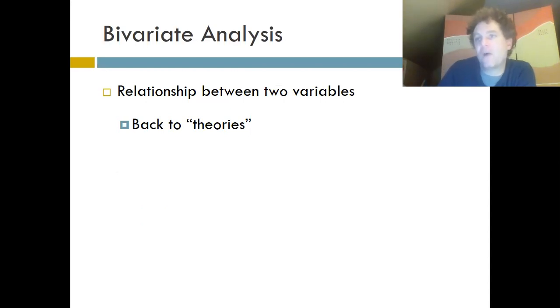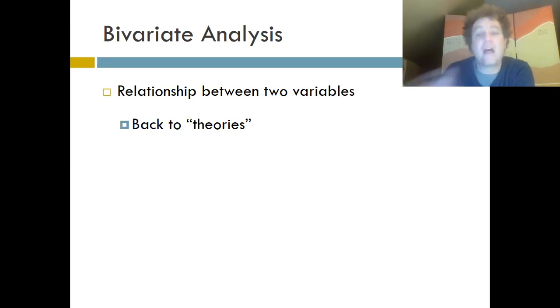Okay, let's continue on and talk about bivariate analysis. With bivariate analysis, you're not going to just describe a single variable. Now you're going to look at what the relationship is between two variables. How are two variables related together? If univariate analysis is simply describing one thing, bivariate analysis is examining the relationship between two variables.